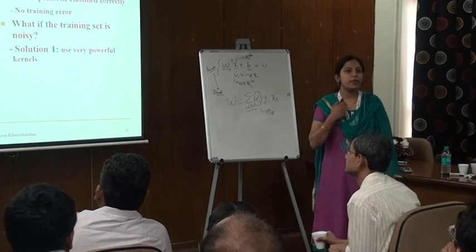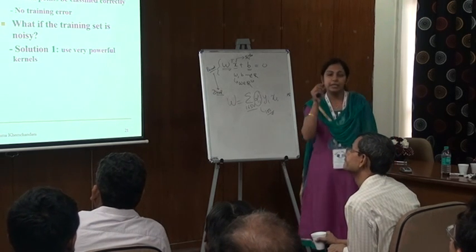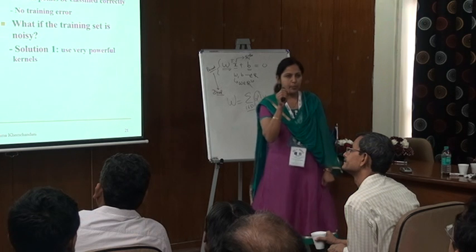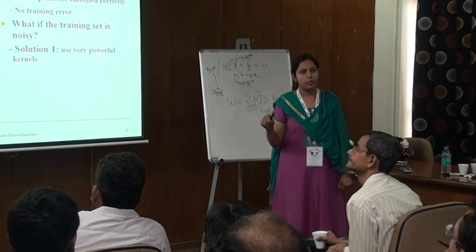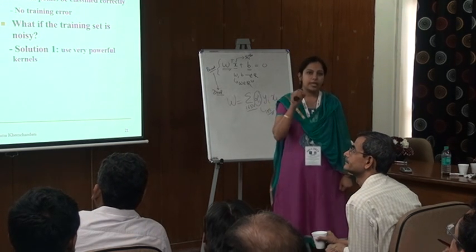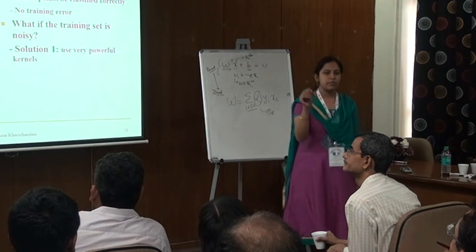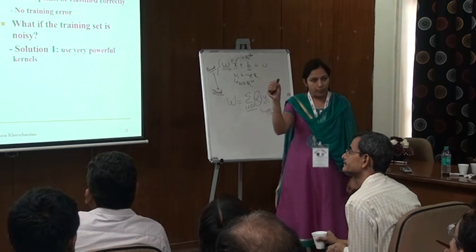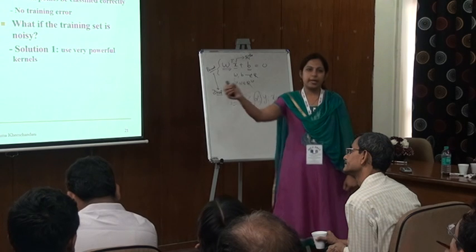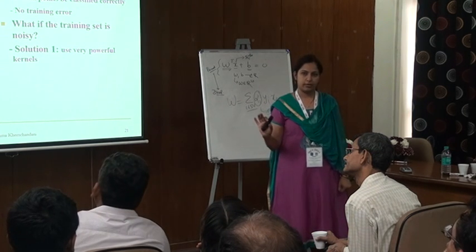In that case, what will I do? I need to incorporate a component in my optimization problem which identifies the points that have certain error, and if you compromise on these errors, you would get hold of a linear classifier.